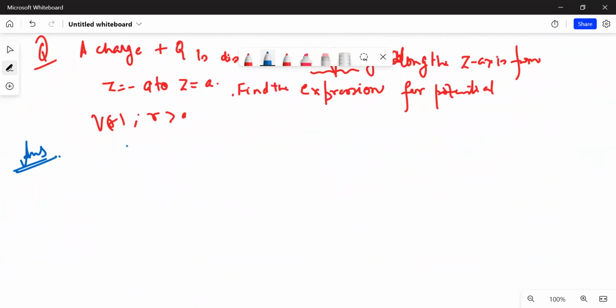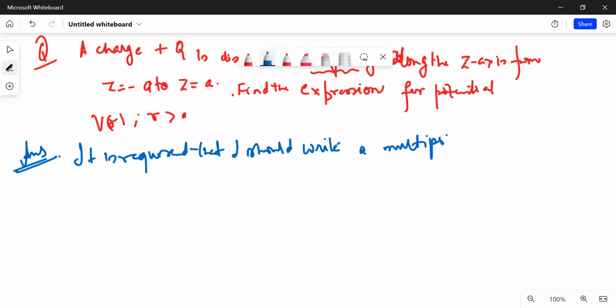Okay, so let us try to write. What is required of me? I should write a multipole expansion for the above case. That is the point being understood, because you are being asked for the potential in general for the above case.